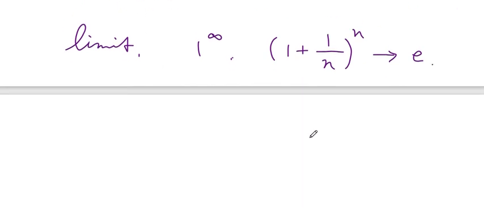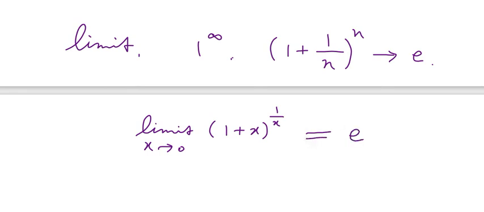In a little bit more general form, we have this limit: 1 plus x, where x goes to 0. So this 1 plus x is 1, and 1's infinity power is 1 over x. So this limit, 1 plus x to the 1 over x, equals e. Okay, so we can regard this as a formula.